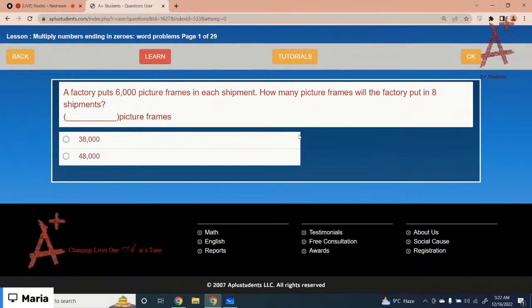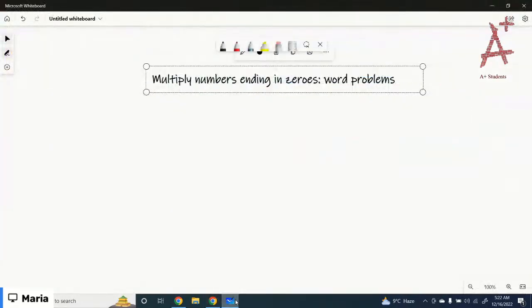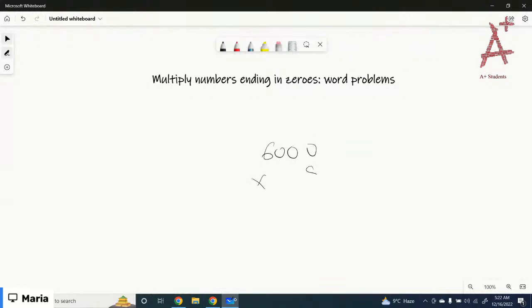A factory puts 6,000 picture frames in each shipment. How many picture frames will the factory put in 8 shipments? So in each shipment they put 6,000. You have to calculate the total frames they send in 8 shipments. So basically you have to do 6,000 times 8.